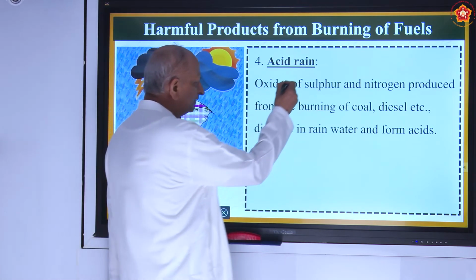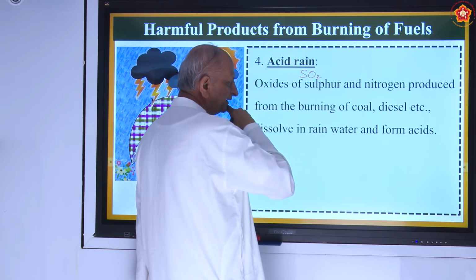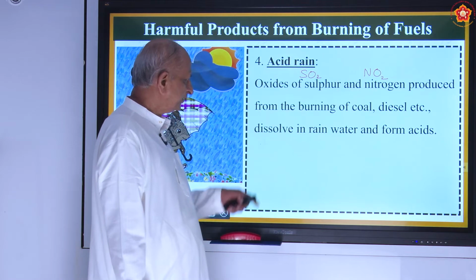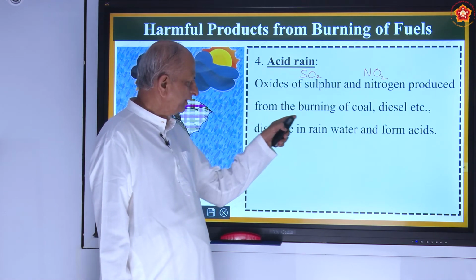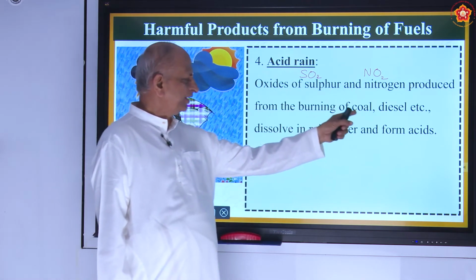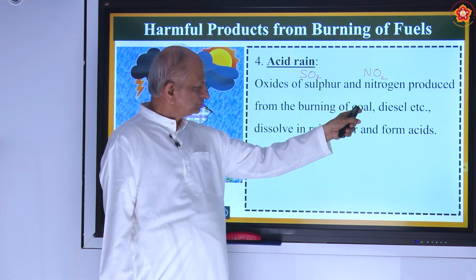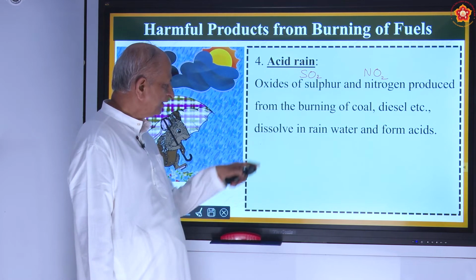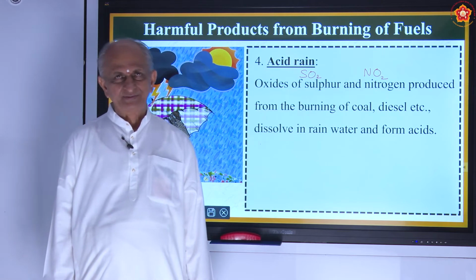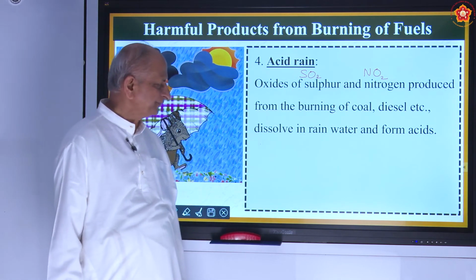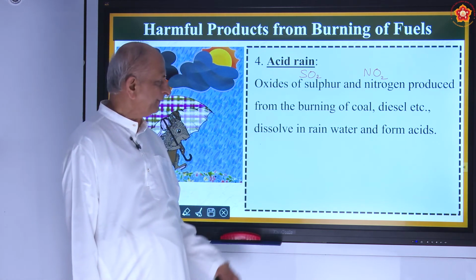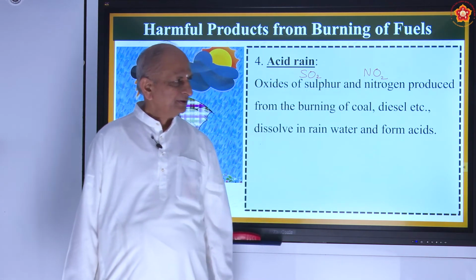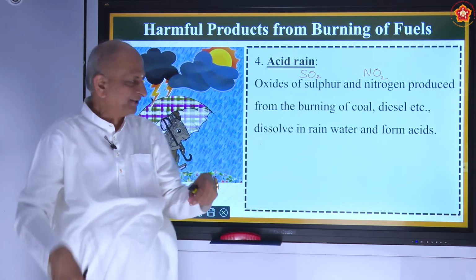So oxides of sulfur means what? It may be sulfur dioxide, sulfur trioxide, etc. And oxides of nitrogen, namely nitrogen peroxide, etc. So when they burn, during the burning of coal and diesel, etc., coal will give carbon dioxide also, and diesel will give sulfur dioxide also, and all these dissolve in rainwater. So what happens? When these oxides dissolve in water, they form respective acids. For example, sulfur dioxide forms sulfurous and then sulfuric acid. Nitrogen peroxide forms nitric acid. And these acids will fall onto Earth's surface like this.